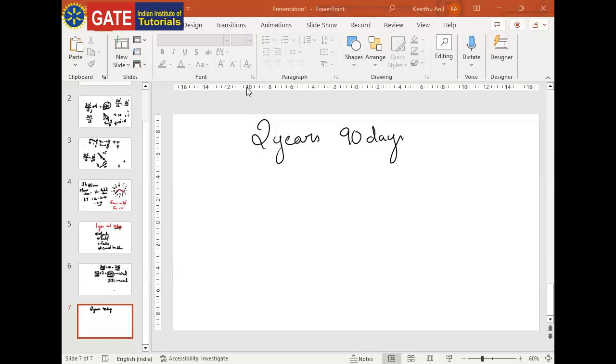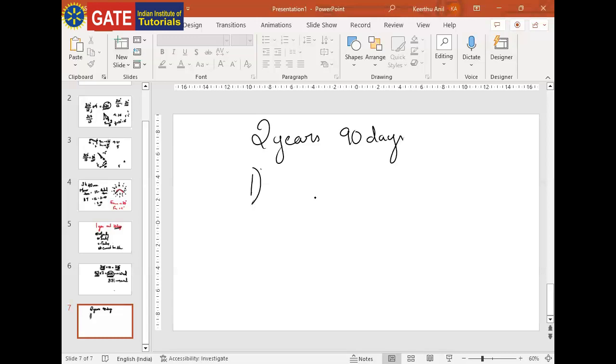Since it is not given whether it is a leap year or non-leap year, you have to go for the option cannot be determined. But now we are practicing for both the cases. In the first case, we are assuming that both the years are non-leap years, for example, 2021 and 2022.